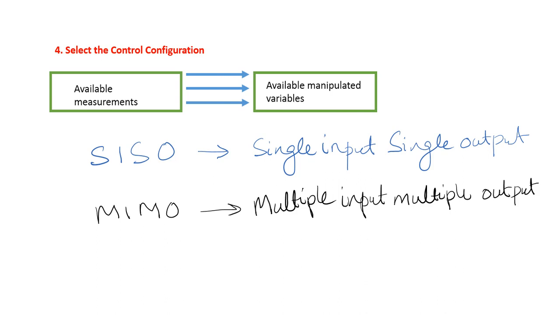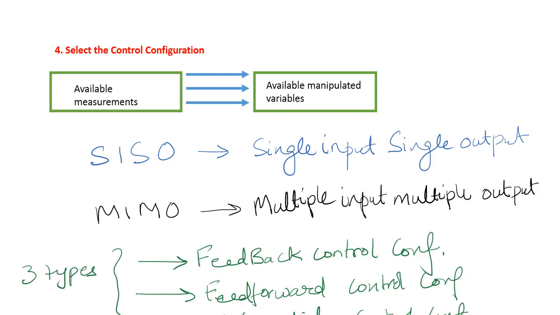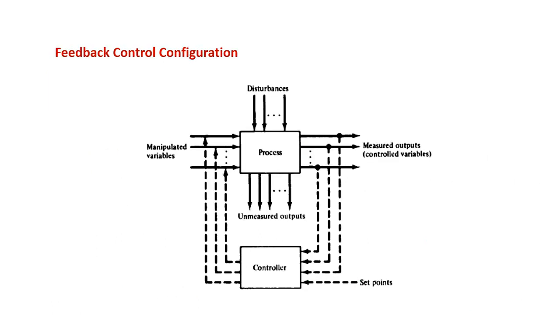Now there are three different types of controller configurations. These are feedback controller configuration, feedforward controller configuration, and inferential controller configuration. Now what is feedback controller configuration? If you see in this diagram, we have a process. In this process there are input variables which can be classified as manipulated or as disturbances, and we have the outputs which can be classified as measured outputs or unmeasured outputs.